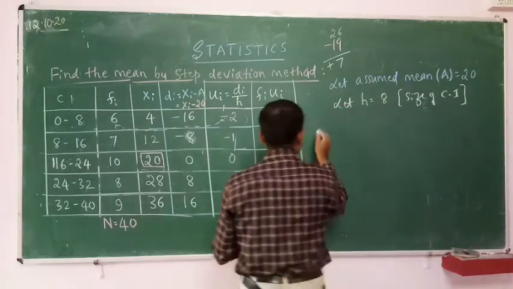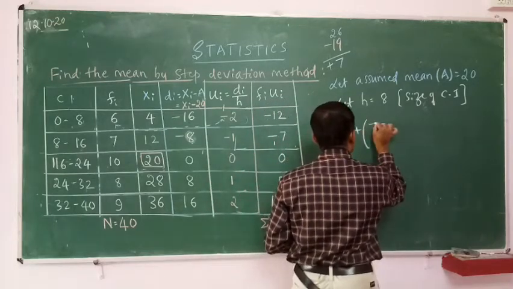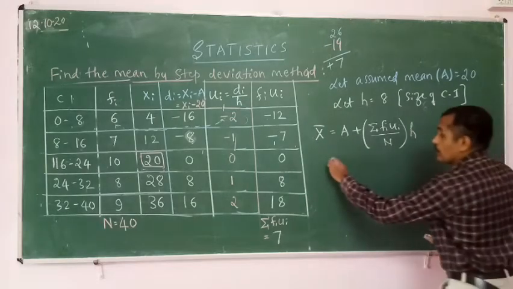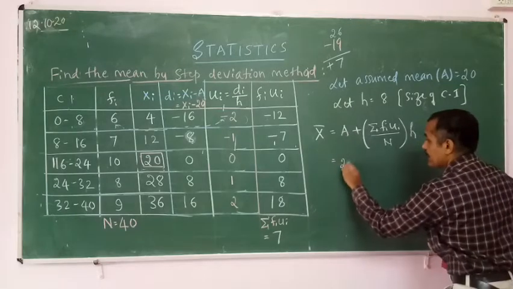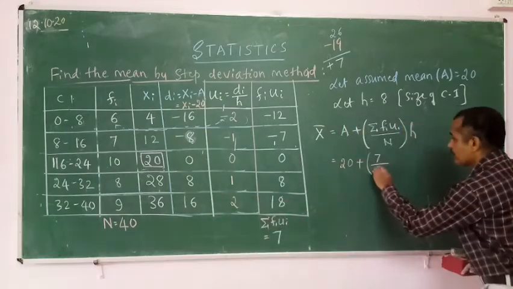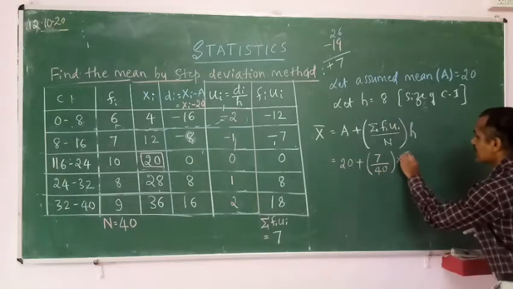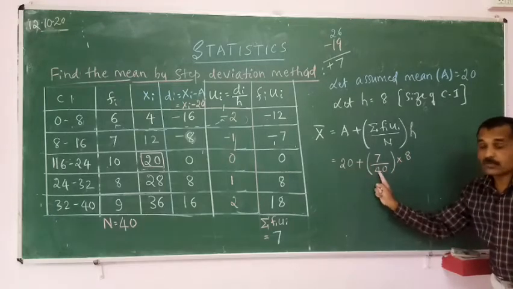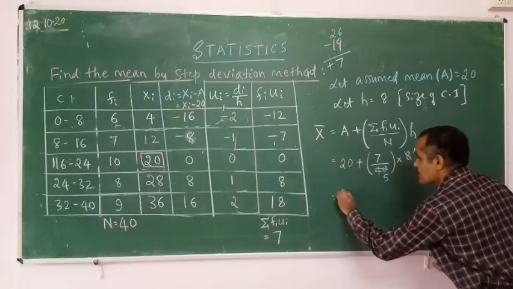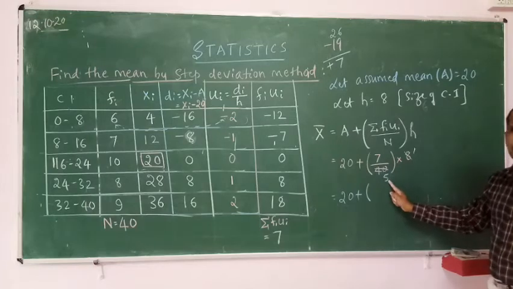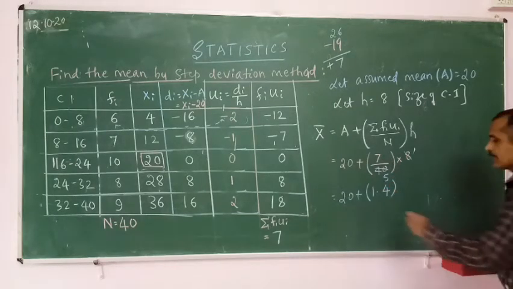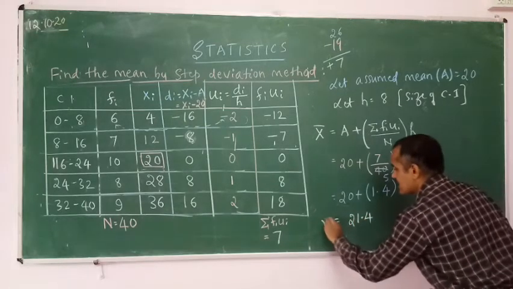Go into the formula. x bar is equal to a plus summation fi ui divided by n into h, which is equal to the assumed mean 20, 20 plus summation fi ui is 7 divided by 40 into h. h is equal to 8. You can't simplify it because plus is there in the middle. But you can simplify this part. 8 ones are 8, 8 fives are 40. You can write it as 20 plus, in brackets, 7 by 5. 5 ones are 5, how much is left? 2. 5 fours are 20. So the answer is 21.4. That is the value of x bar.